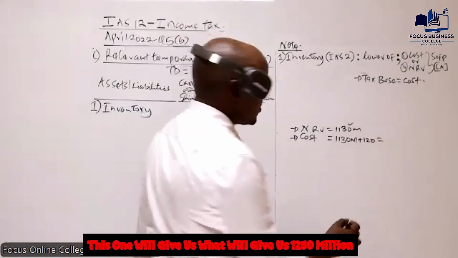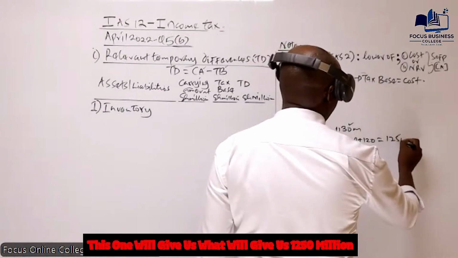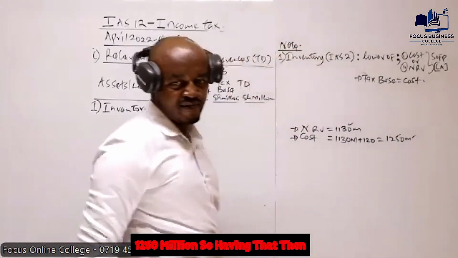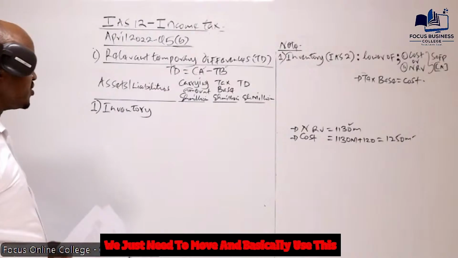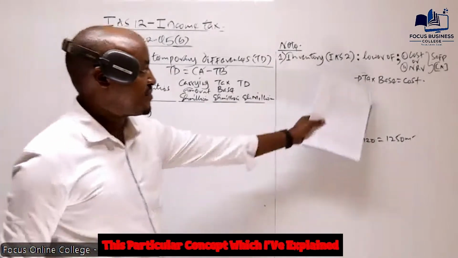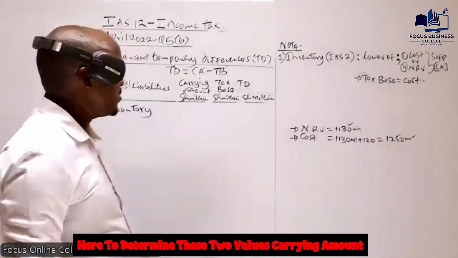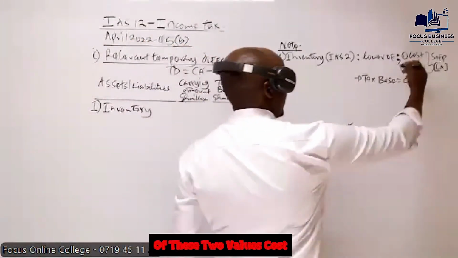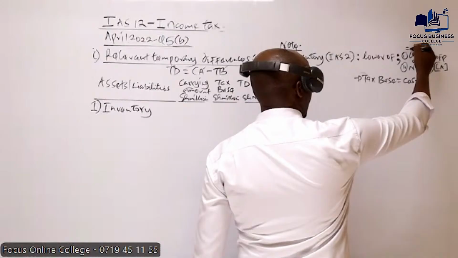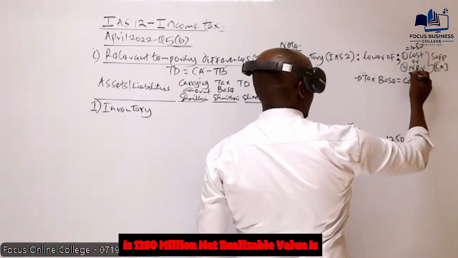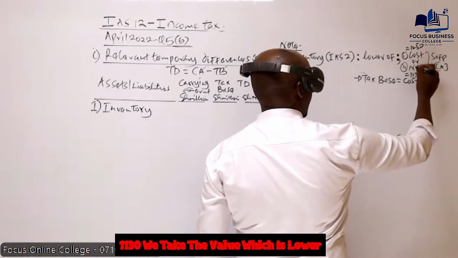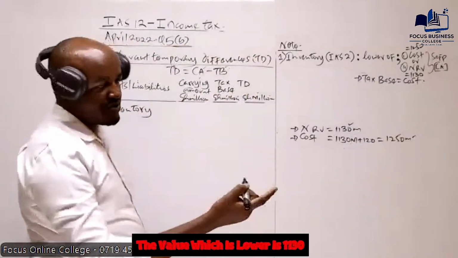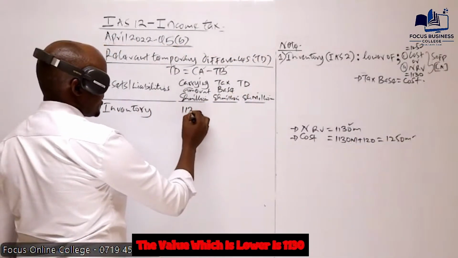This one will give us what? Will give us 1250 million. Having that, we just need to use this particular concept which I've explained here to determine these two values. Carrying amount, we have said, should be the lower of these two values. Cost is 1250 million. Net realizable value is 1130. We take the value which is lower. The value which is lower is 1130.